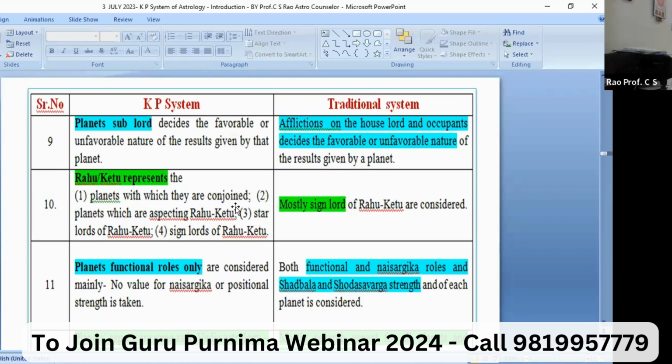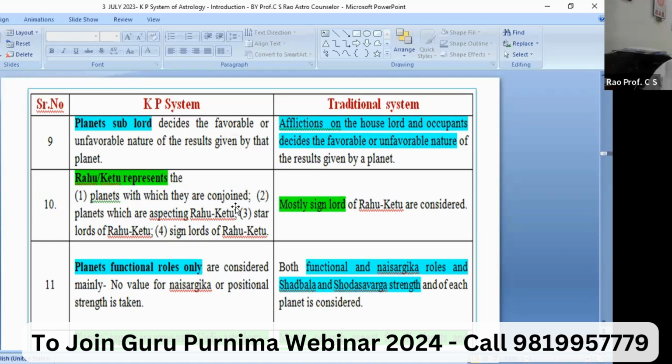Next point, the planets which are aspecting Rahu Ketu. Rahu Ketu have no aspects here; we do not consider the Rahu Ketu aspect theory here. But Rahu Ketu is aspected by some other planet, and Rahu Ketu imbibe the spirit of the planets which are aspecting them. So that is the second item.